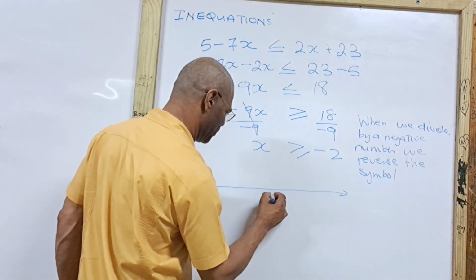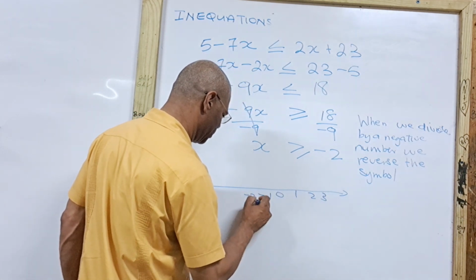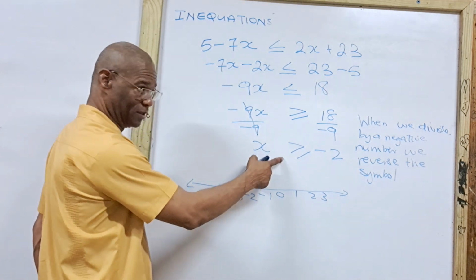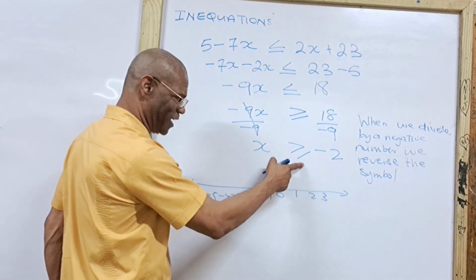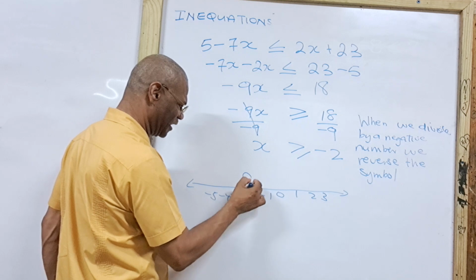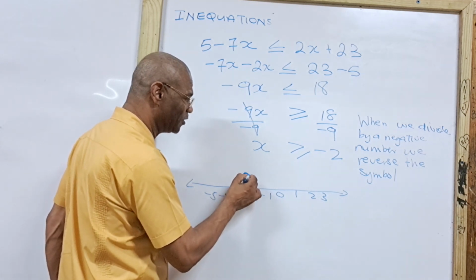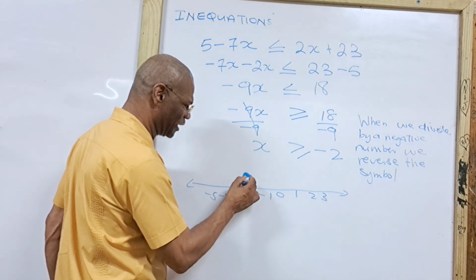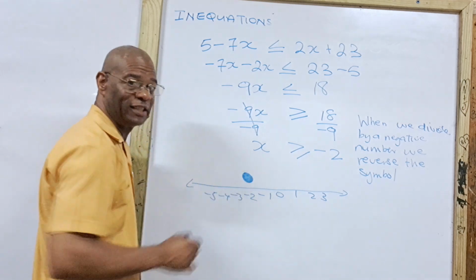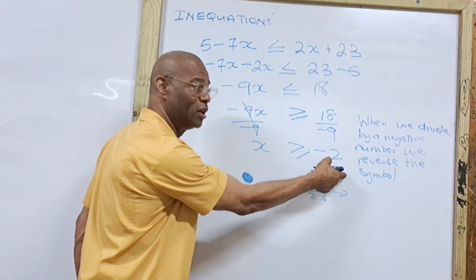So we have 0, 1, 2, 3, negative 1, negative 2, negative 3, negative 4, negative 5. Sorry, and then right away we can identify our negative 2. Here it is, and we do what? We shade the circle. Why are we shading the circle? Because negative 2 is included in the solution set. Right? It says greater than or equal to.